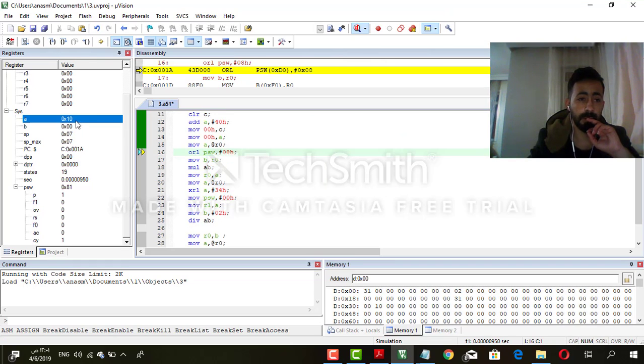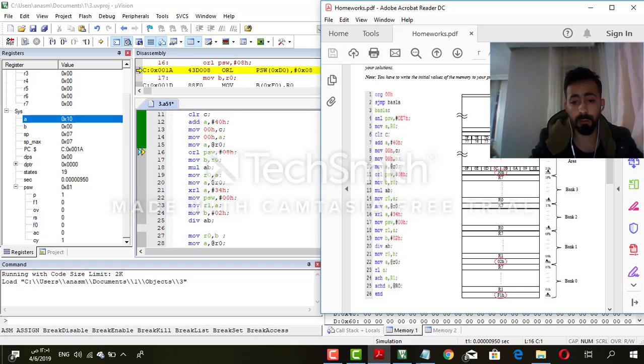We will move, I'm sorry, we will move the value which is pointed to by R0 to the accumulator. So the value is 31. We will look at the address 31. We see it is 10 hex. So the new value of A is 10 hex. 10 hex. Is there any question?